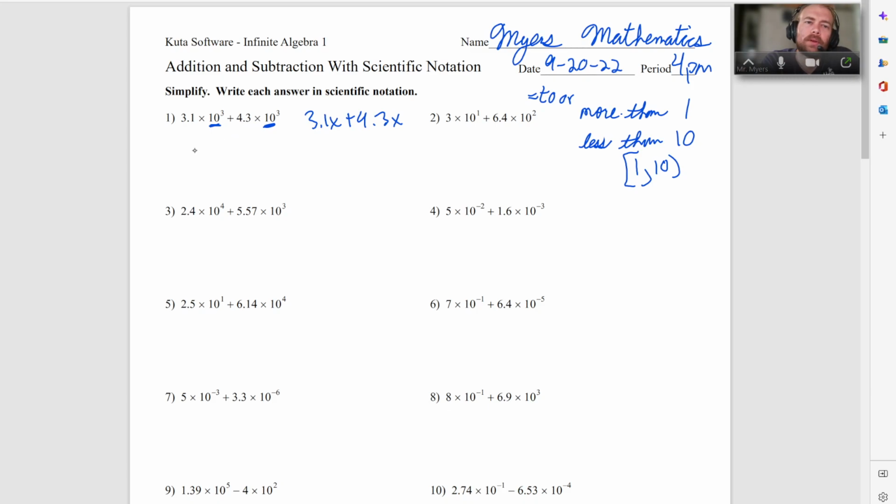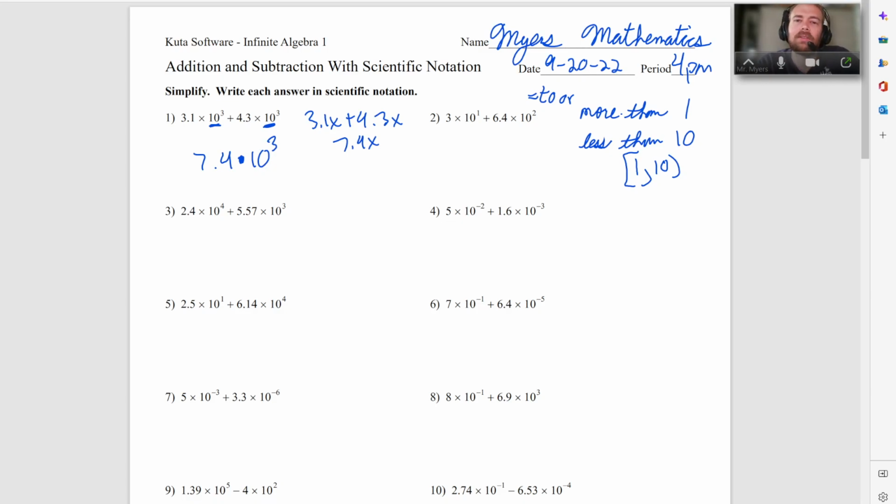3.1 plus 4.3. 3 and 4 make 7. 1 and 3 make 4. And when you add 3.1x and 4.3x, what do you get? You get 7.4x, right? So you get 7.4 times 10 to the third power. You're not going to add the powers. If you multiplied the numbers, you would add the powers. But we're not multiplying. We're only adding and subtracting. So that's how that works.